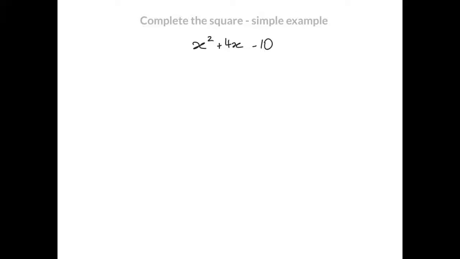Okay, let's start by completing the square for a simple quadratic. Simple because the coefficient of x squared here is a 1. And in a later video, we will see what happens if this coefficient is different from 1.